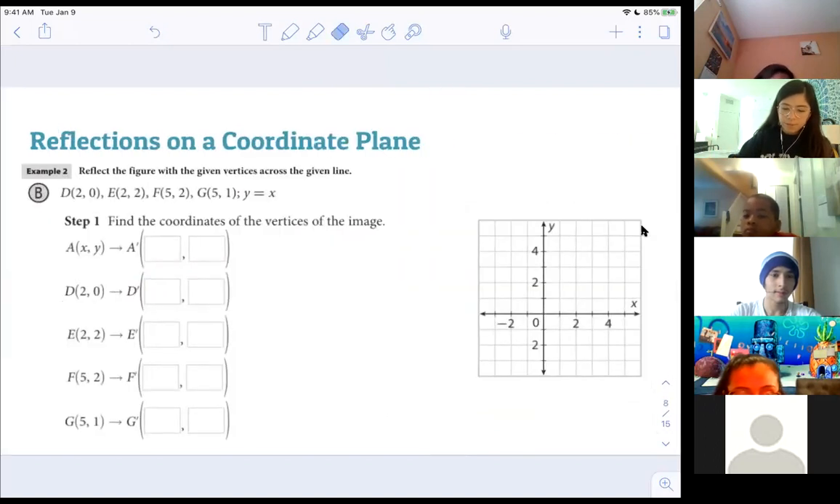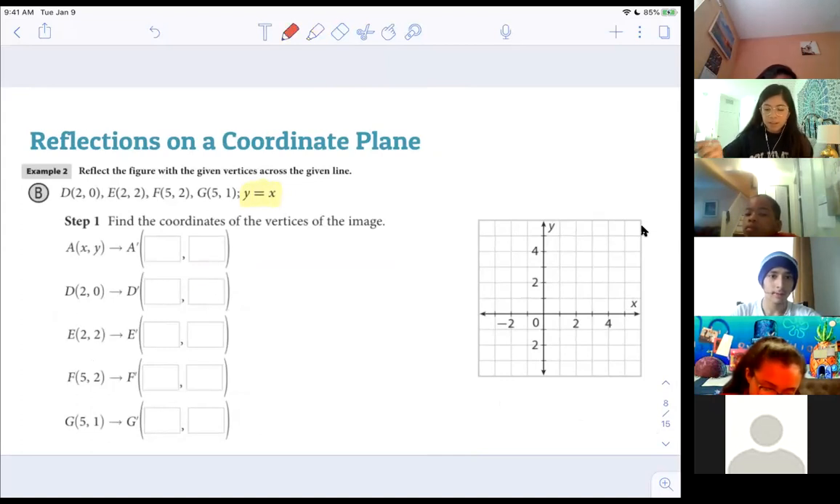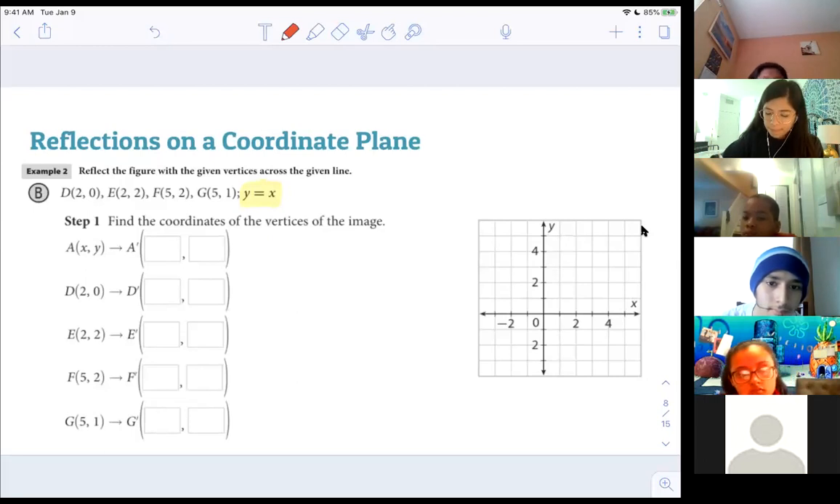Now I'm going to reflect this quadrilateral, because it's got 4 points, over the line y equals x. So this line, the line y equals x, is the easiest thing to see because, look at everybody, eyes on my screen so you can see what I'm doing. I'm literally drawing this line right here. What can you notice about this line?